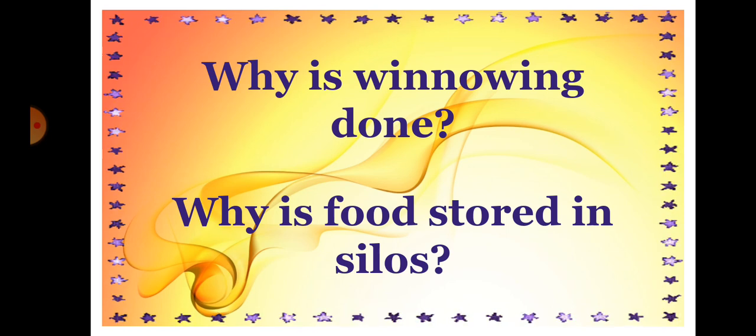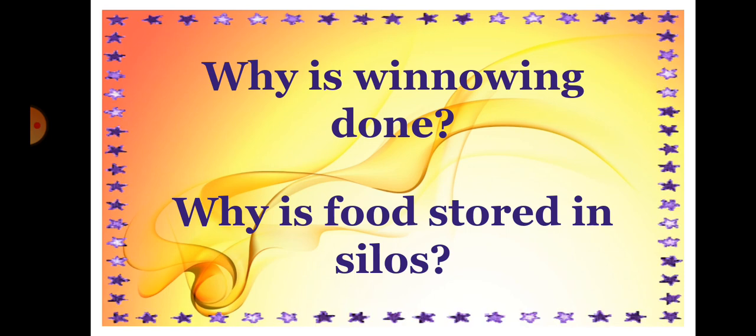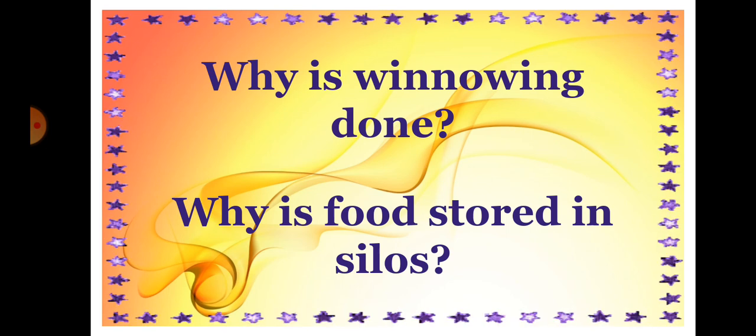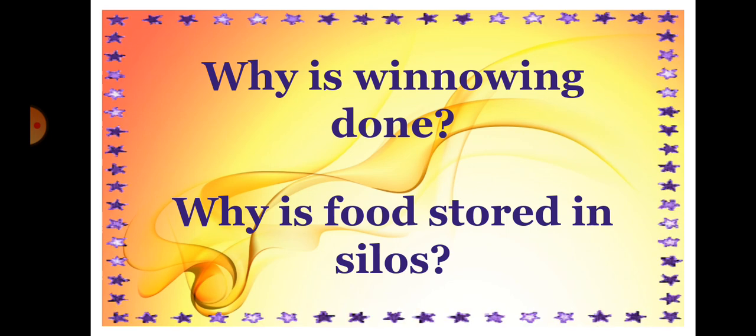Now why is winnowing done and why is food stored in silos? To answer that question, winnowing is done to separate grains from the straw, and especially husk and dust are removed. And food is stored in silos because a silo can store a large amount of food grains and keep it safe.